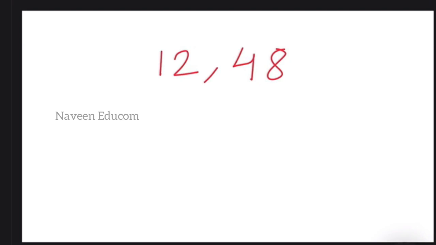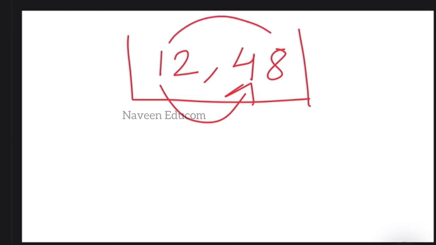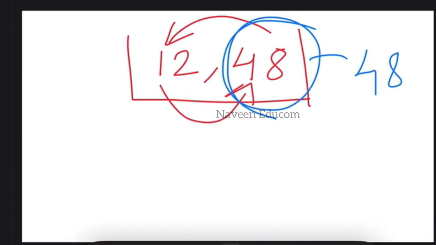Coming to the first question, 12 and 48. How are we going to find the LCM of 12 and 48? Students, you can see that 12 is a factor of 48. 12 into 4 is 48, and 48 is completely divisible by 12. Please keep in mind, in these cases where a number is completely divisible, the highest number, here 48, will always be the LCM. So in this case 48 is the LCM. That's the only thing regarding numbers that are factors.